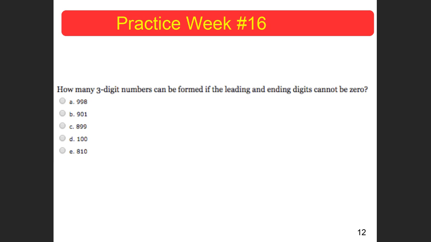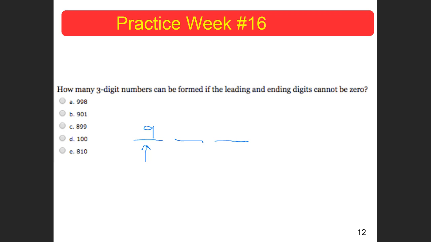All right. Now, this is how I would do a problem like this. It says, how many 3-digit numbers can be formed? Okay, 3-digit number. 1, 2, 3. If the leading and ending digits cannot be 0, how many choices? This is really the fundamental counting principle if you think about it. How many choices do I have for the first digit? 9. We have 9 different choices, right? It can't be a 0, so we have 9 choices there.